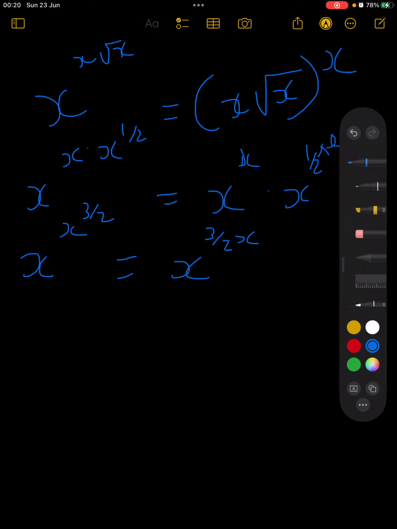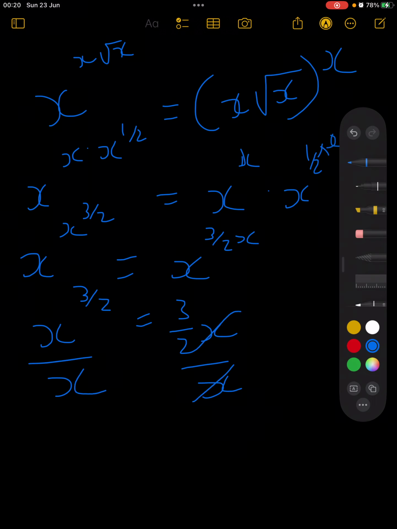Now, since the bases are the same, we equate the exponents. So x to the power of 3 over 2 is equal to 3 over 2x. Now let's divide by x on both sides. This and this will divide, and then you're left with x to the power of 3 over 2 minus 1 equals 3 over 2. Then this is x to the power of 1 over 2 equals 3 over 2.